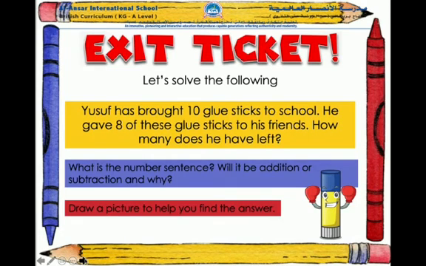Try solving these problems on your own. Yusuf has brought 10 glue sticks to school. He gave 8 of those glue sticks to his friends. How many does he have left? What will your subtraction problem be? And draw a picture to help you find the answer. If you'd like, you can always take a picture and send it to your teacher. She'd love to see your work.